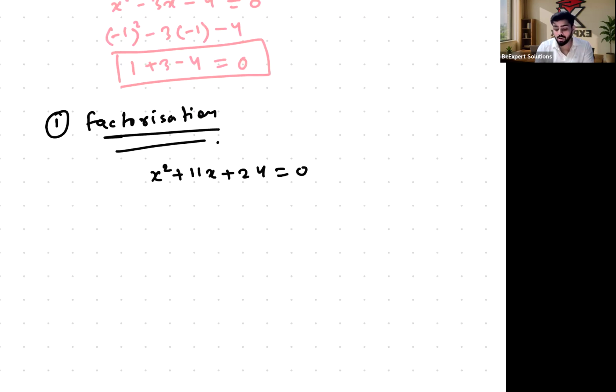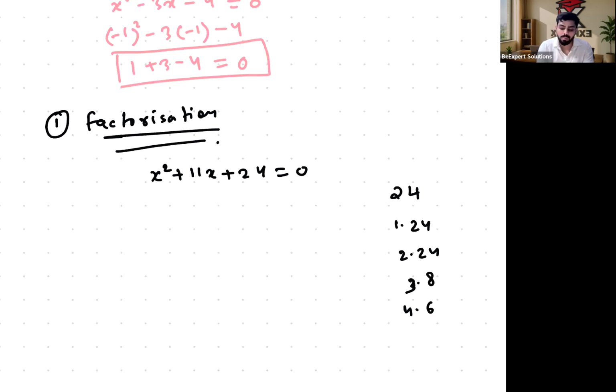So you'll take the constant term first of all, this one, 24. You mark the factor pairs of this constant term. When you know the factor pairs of it, you can easily solve it. How? 1 times 24 is 24, 2 times 12 is 24, 3 times 8 is 24, 4 times 6 is 24. So these are all factor pairs.